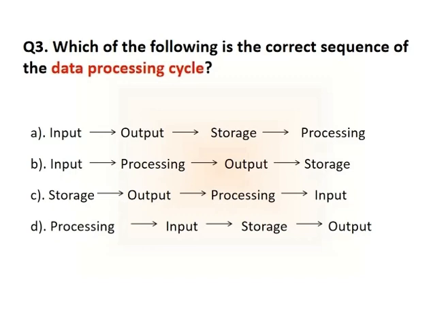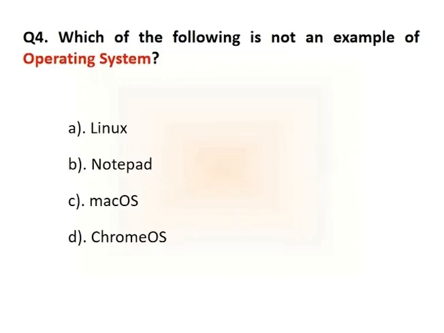Which of the following is the correct sequence of the data processing cycle? Option number processing, output, and storage. Which of the following is not an example of operating system? Option number B, Notepad. Notepad is an application software.